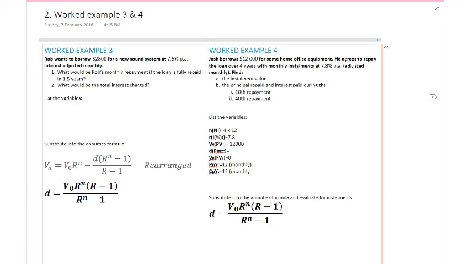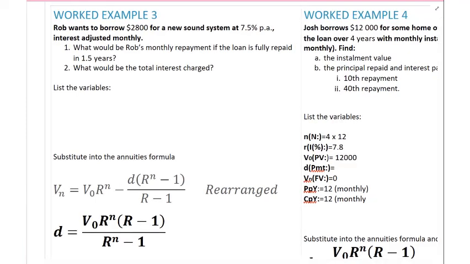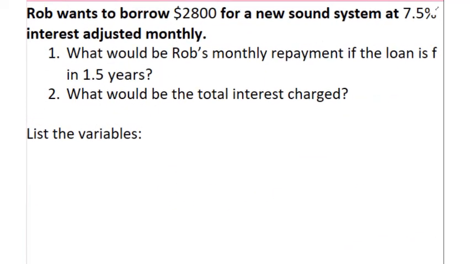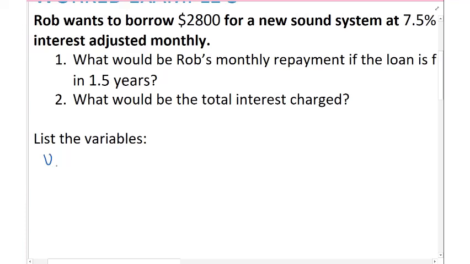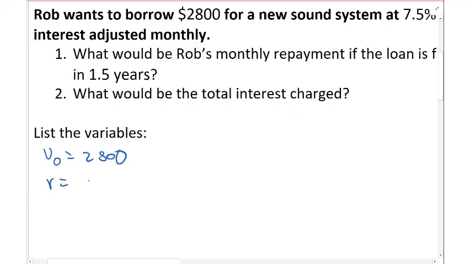Next couple of worked examples. Okay, so in this one, he wants to borrow 2,800 for a new sound system at 7.5% per annum, adjusted monthly. So what's the information we've got? We're borrowing 2,800, so that's V0. V0 equals 2,800. R is 7.5.